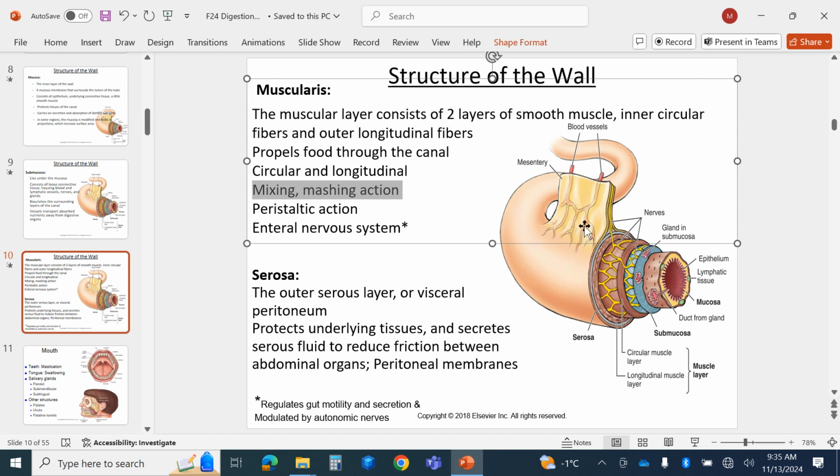Then the outside layer here, you have the serosa. This is the outer serous layer of visceral peritoneum, as it's also called. It protects the underlying tissue and secretes serous fluid, so we don't have any friction going on with other organs. So there are your 4 layers.